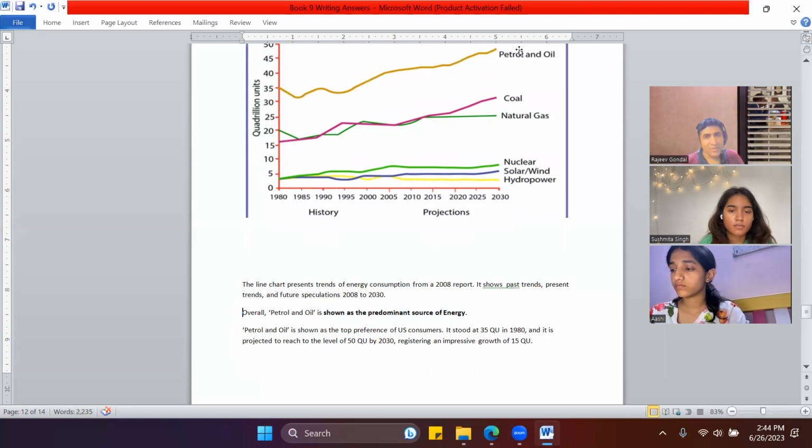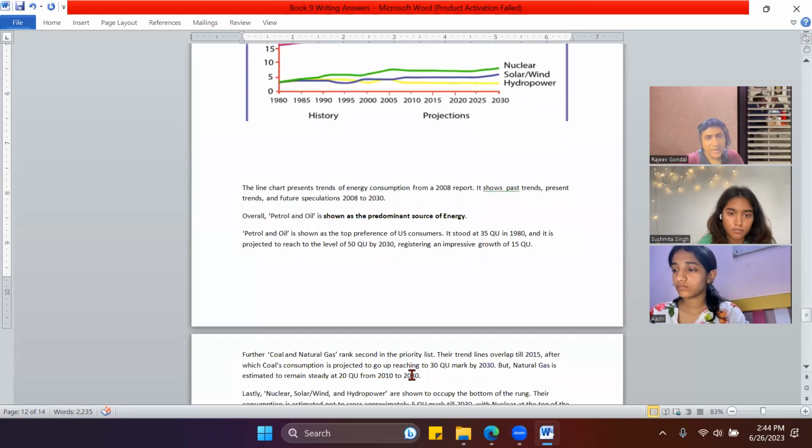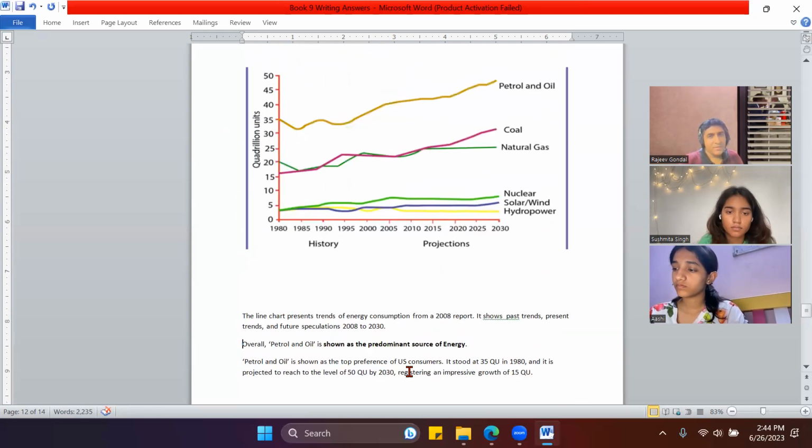And then they are coming back to petrol and oil because this is the highest one, and giving some numbers and details of it. Further, coal and natural gas rank second in the priority list. Their trend lines overlap till 2015, after which coal's consumption is projected to go up. So from 2015, we are saying it is projected to go up because this was probably written in 2015 itself, or somewhere around that time. And that's why it is written like this, that it is projected to grow up to this point.